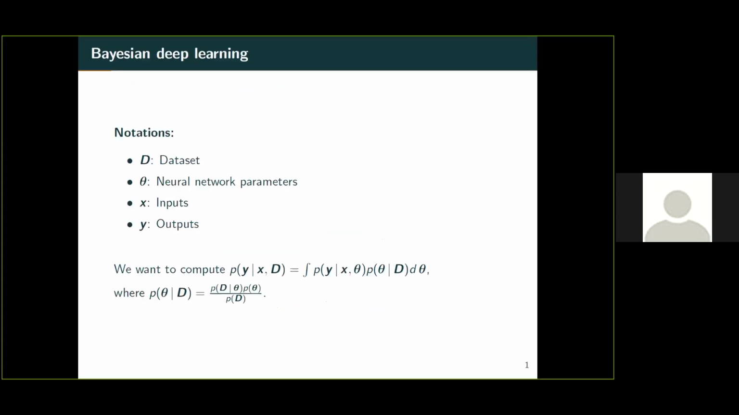So let me first introduce the notation. We denote by D the data sets, by theta the neural network parameters, by X the inputs, and by Y the outputs. We want to compute the predictive distribution of the outputs given the inputs and the data set. And for that, we need to approximate the posterior of the neural network parameters given the data set.